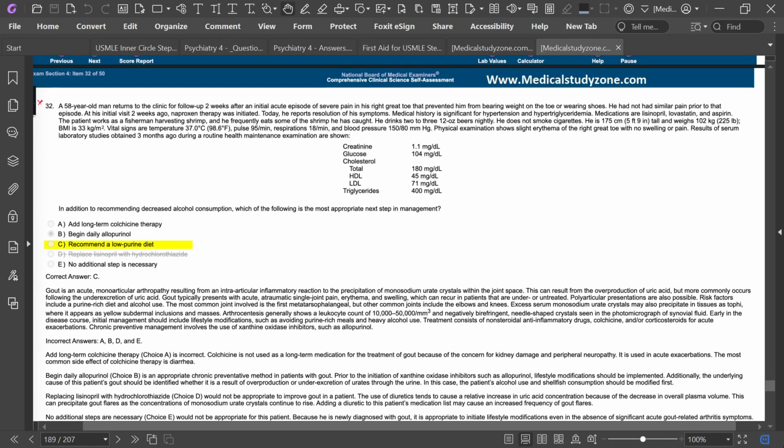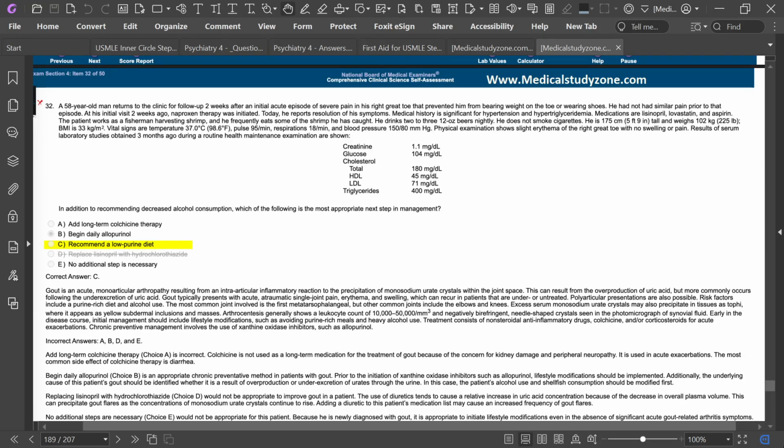Urate lowering therapy, like allopurinol or febuxostat, is given when there are frequent or severe attacks, tophi, or evidence of joint damage from gouty arthritis. If you see evidence of joint damage, then we can give allopurinol.